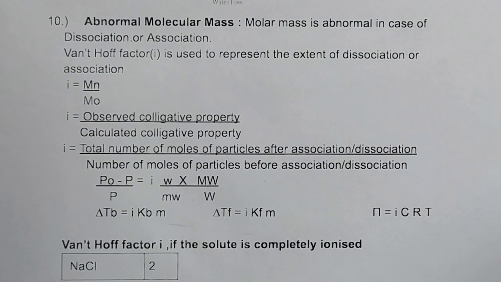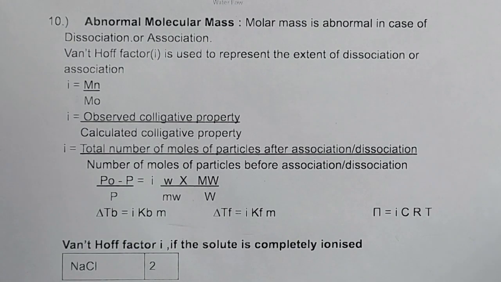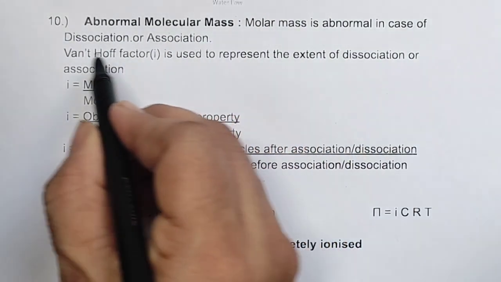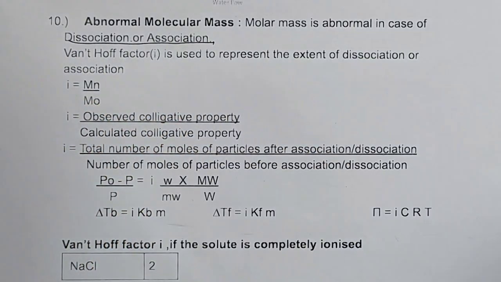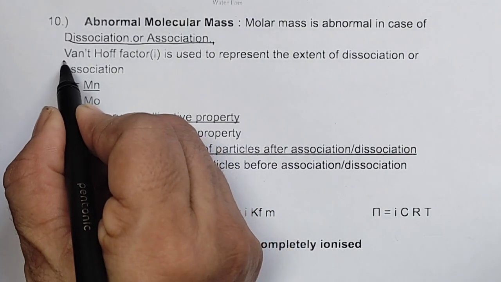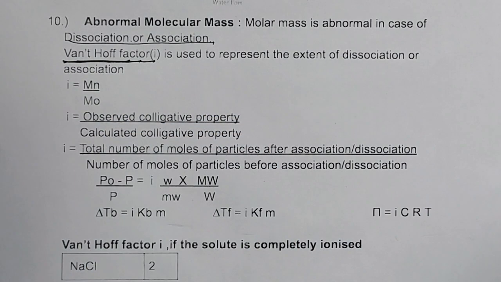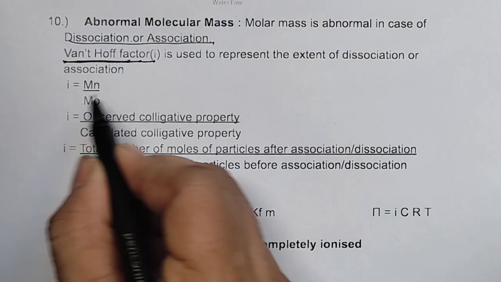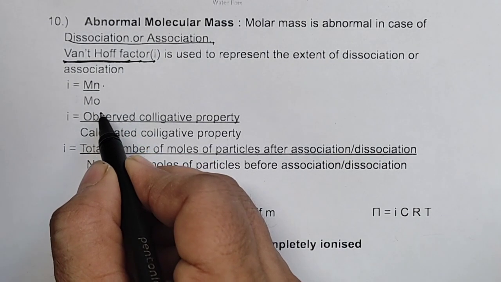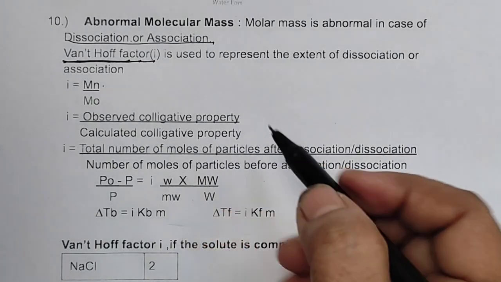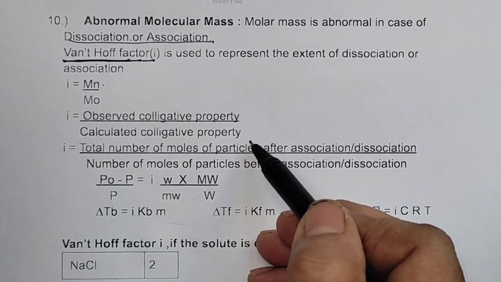Next, children, is abnormal molecular mass. Abnormal mass is in case the compound undergoes association or dissociation. Right? So, if there is no association or dissociation, we do not include this factor. If there is association and dissociation, we'll have to include this i factor, that is, the Van't Hoff factor. Now, what is it? i is written as normal mass by observed mass, and it's also said as observed colligative property by calculated colligative property.